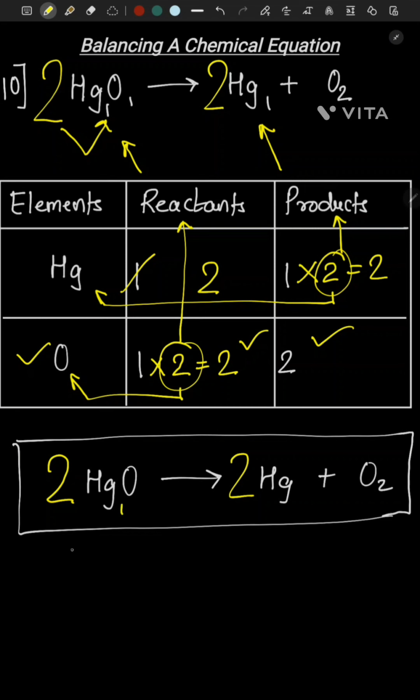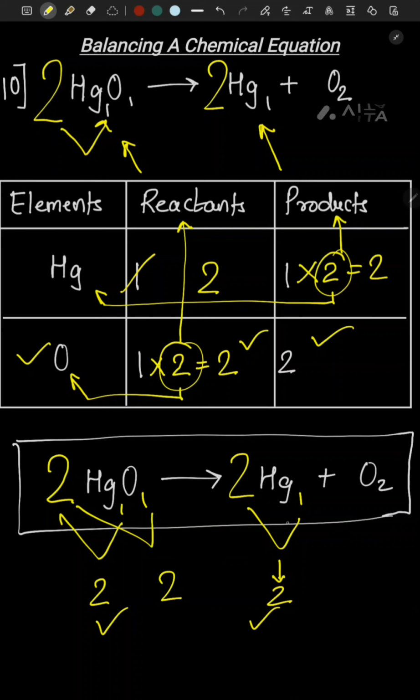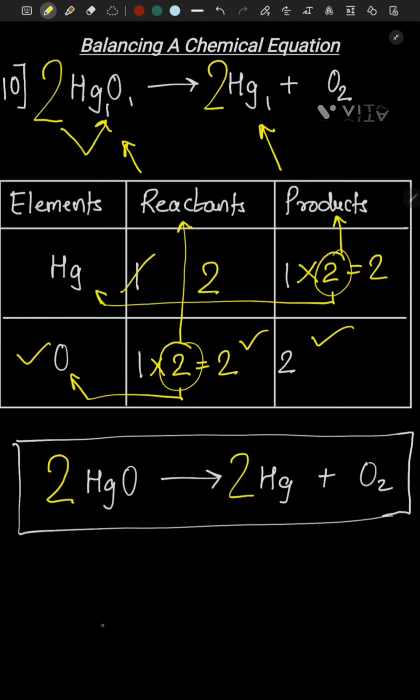Let's tally now. Mercury 2 ones are 2. Mercury 2 ones are 2. It's balanced. Oxygen 2 ones are 2. Oxygen already 2. Now both are balanced. Hence the chemical equation is balanced.